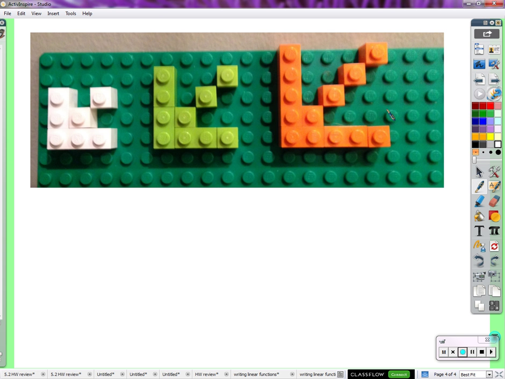Right? So I'm going to give you three figures here. Figure 1, figure 2, figure 3. Those are Legos. And the thing we're going to be counting up is all the individual circles.